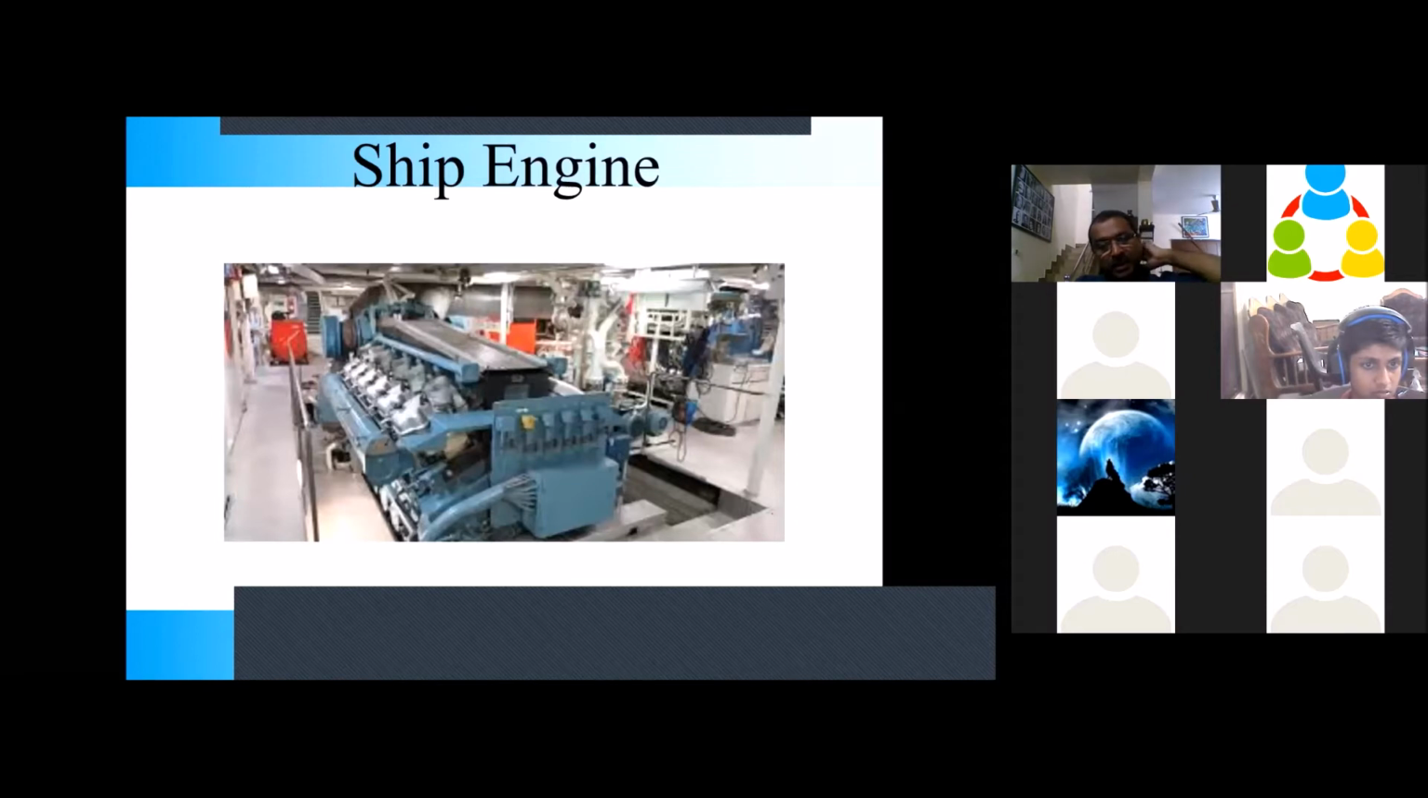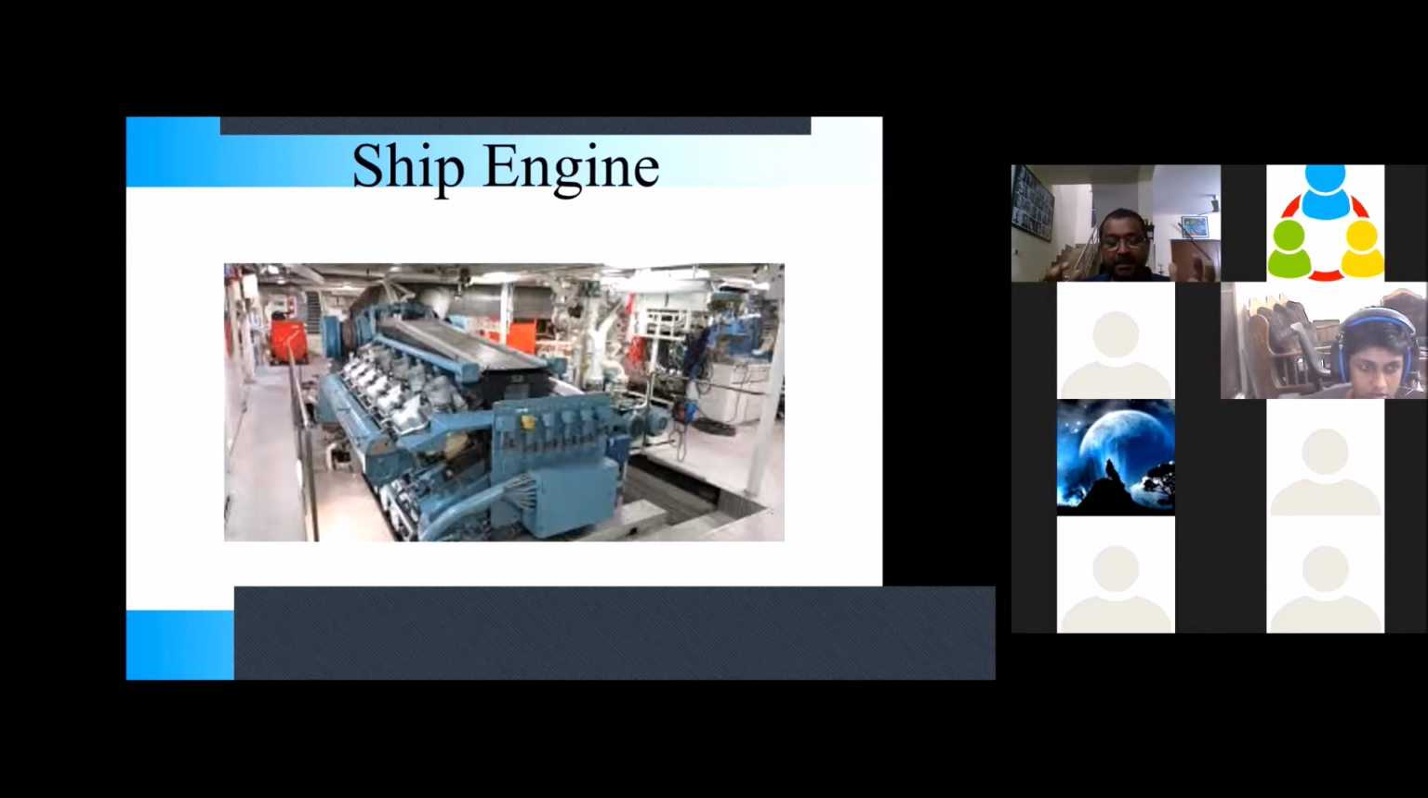So let us move over to the ship's engine room. If you enter, this is the picture of a ship's engine room. In a ship's engine room, you will see an engine like this. This is actually a diesel engine. The heart of a ship is a diesel engine. You can see such diesel engines. More diesel engines will be there, depending upon the size of your ship.